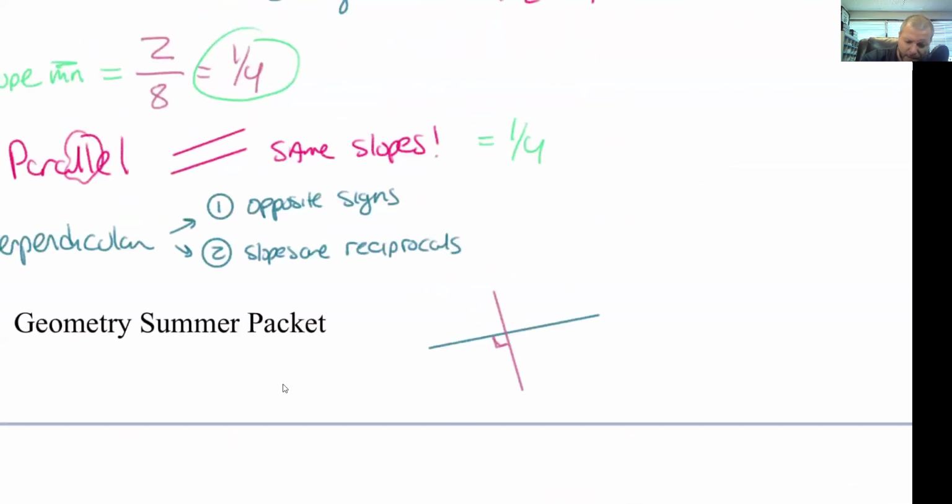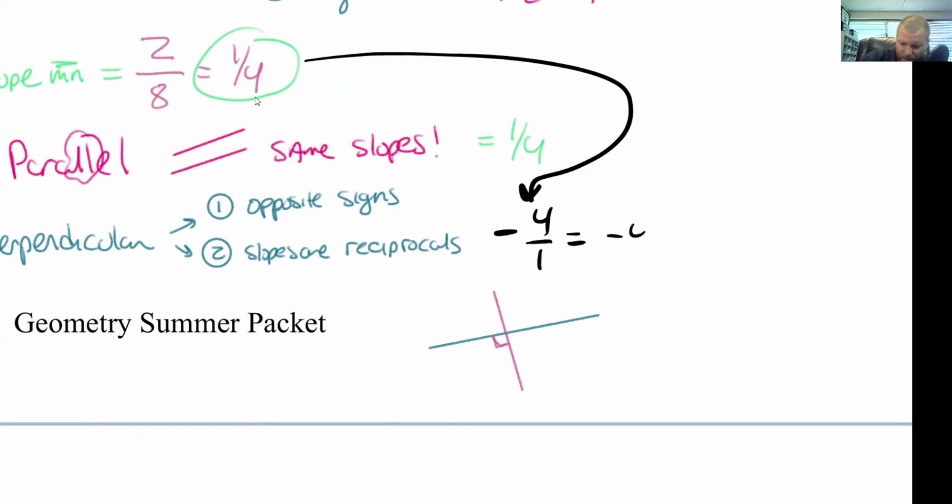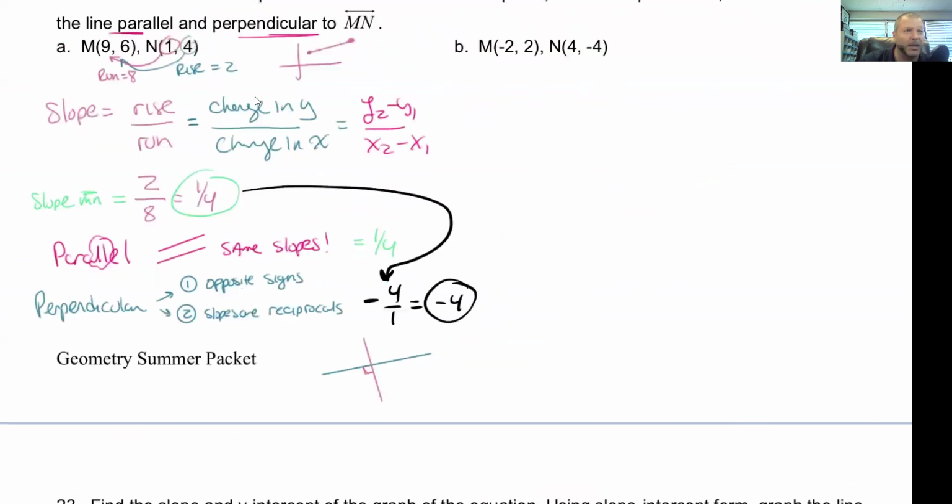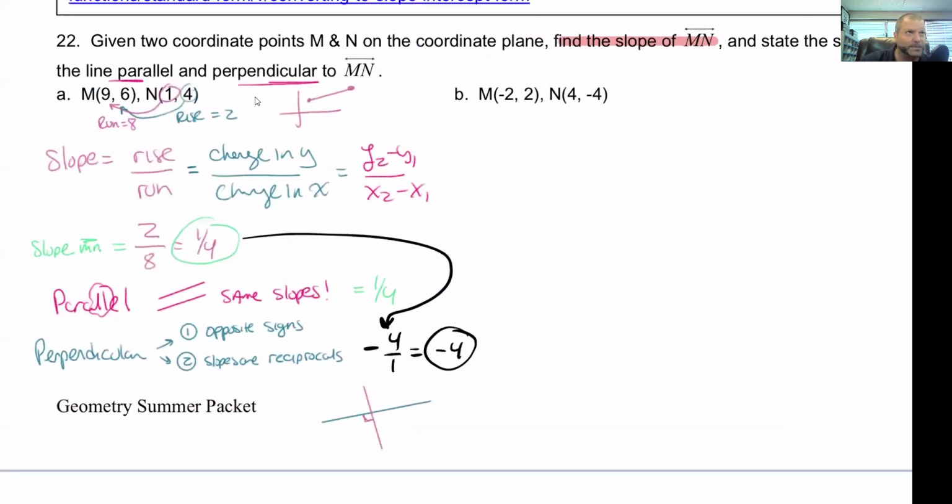All right, so first thing, if I have 1/4, I want to switch the sign on it. 1/4 is positive, so I need a negative slope. When I flip 1/4, I get 4/1. So my perpendicular line would have a slope of -4.